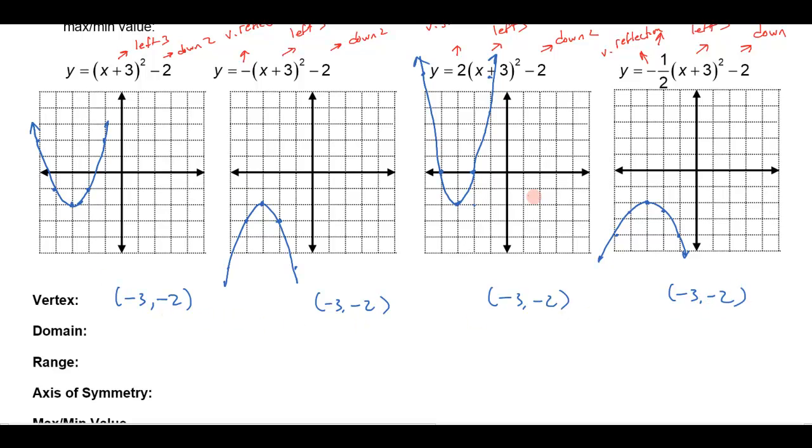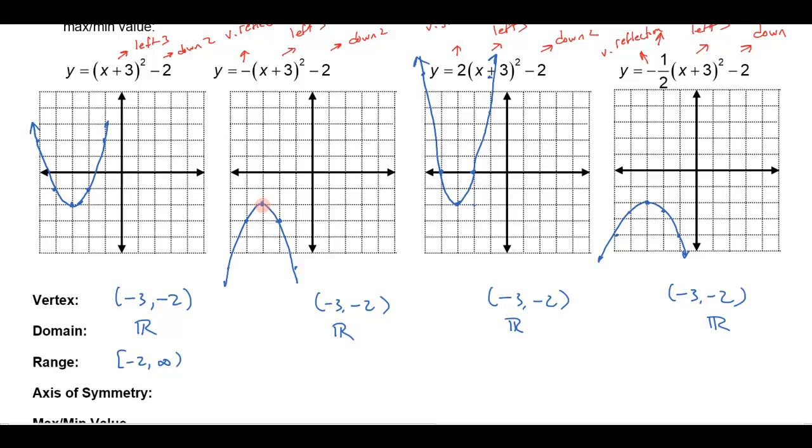Notice the domain is the same for all of them. It's all real numbers, right? You can plug any value of x in for every one of these. The range is different though, right? Here the only y values I'm getting out of the first one are from negative 2 to infinity.